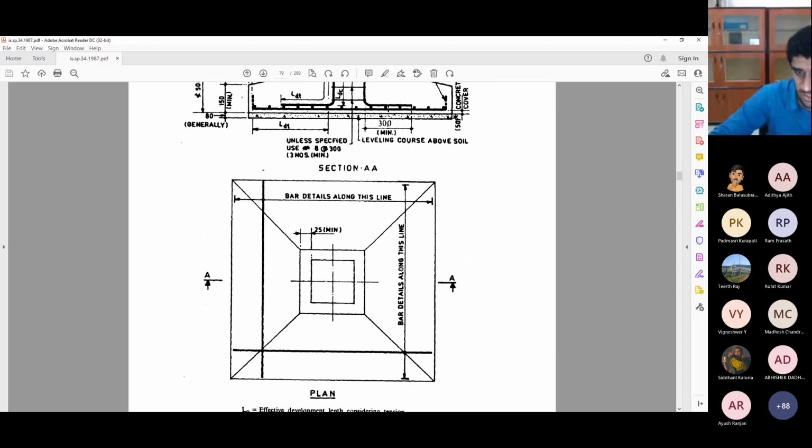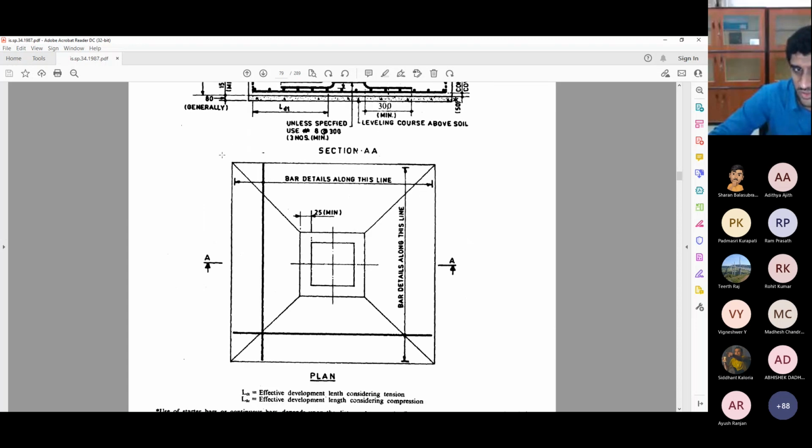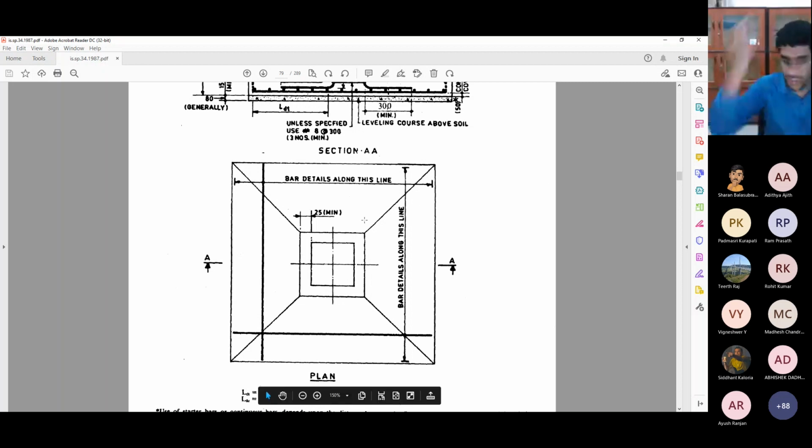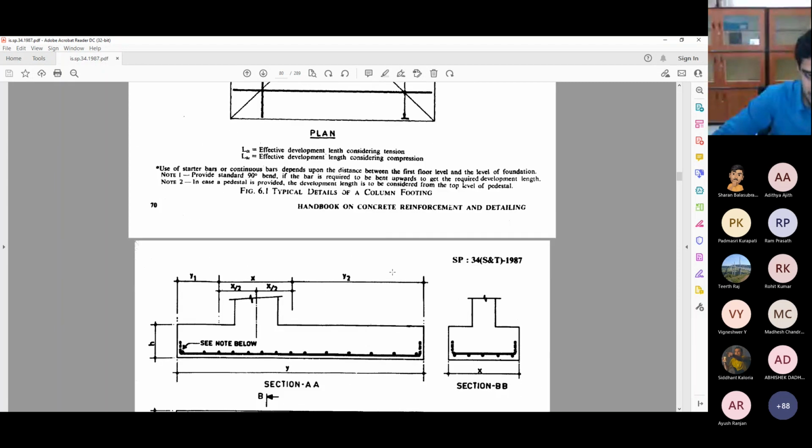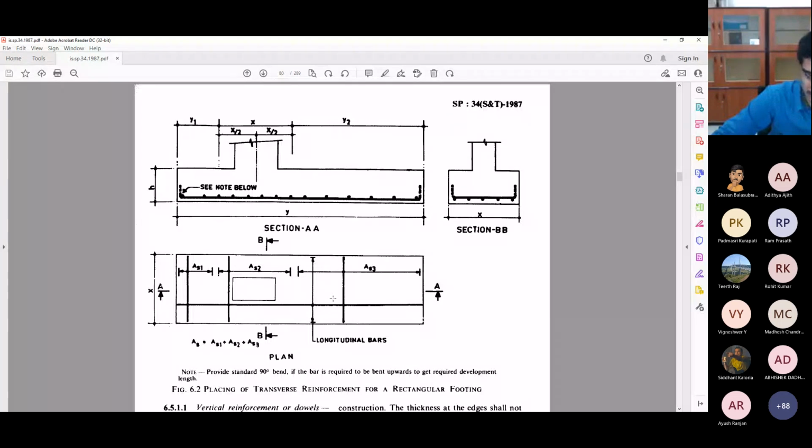And if you want to show the same thing on plan, if you remember your two-way slab detailing, I would have told you, just draw one line and say what the details along that line are, and draw one more line and say what the details along this line are. So just like how we draw the detailing for a two-way slab in plan, the same thing you can adopt for a footing also. And these other things are all different types of footings.